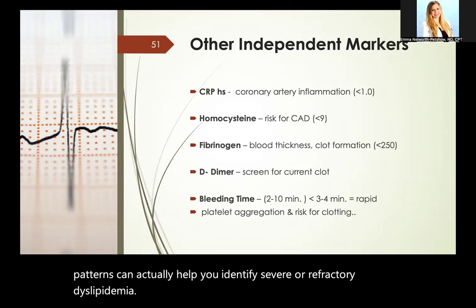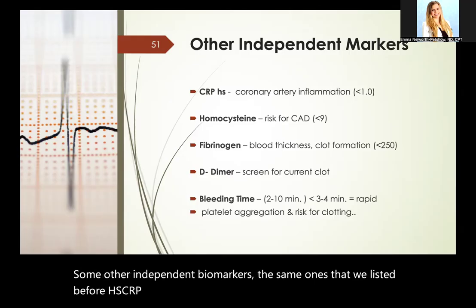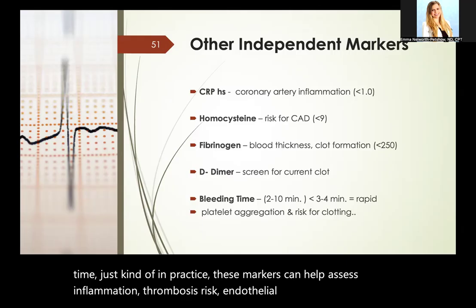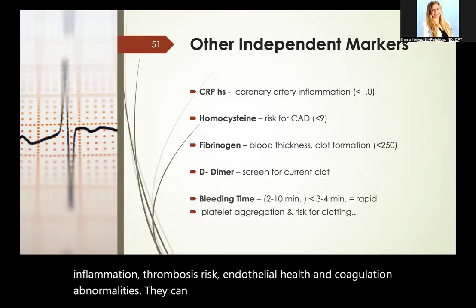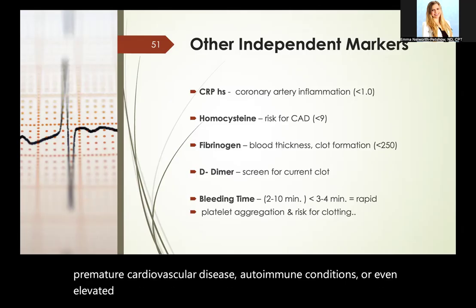Some other independent biomarkers, the same ones that we listed before: HSCRP, homocysteine, fibrinogen, D-dimers, and bleeding time. In practice, these markers can help assess inflammation, thrombosis risk, endothelial health, and coagulation abnormalities. They can be especially helpful in patients with premature cardiovascular disease, autoimmune conditions, or even elevated risk despite a normal standard lipid panel.